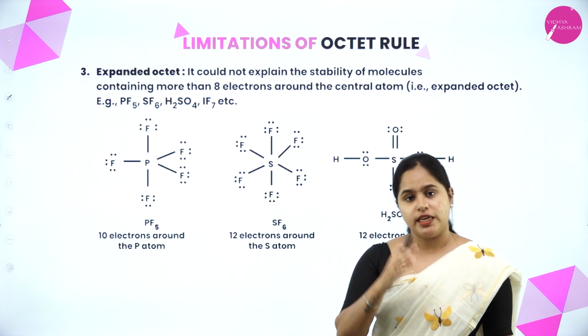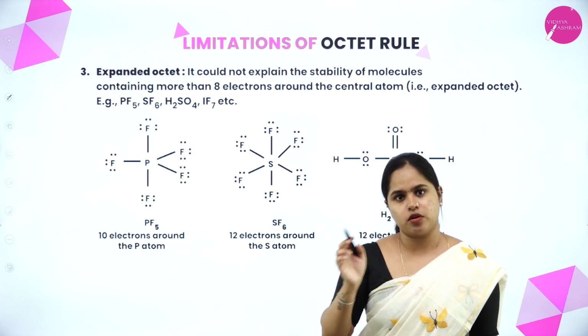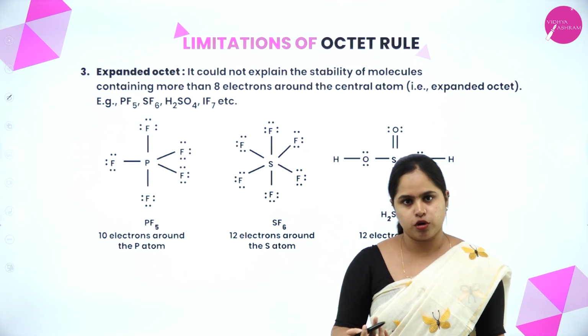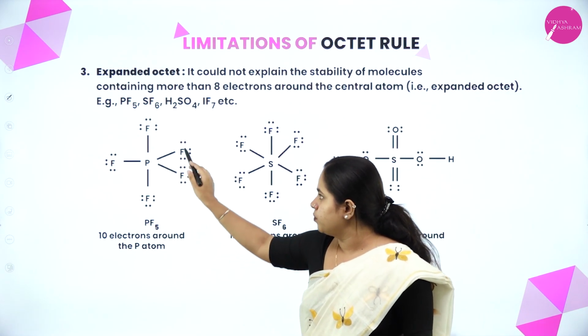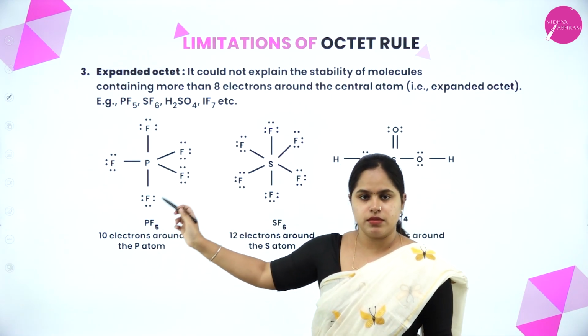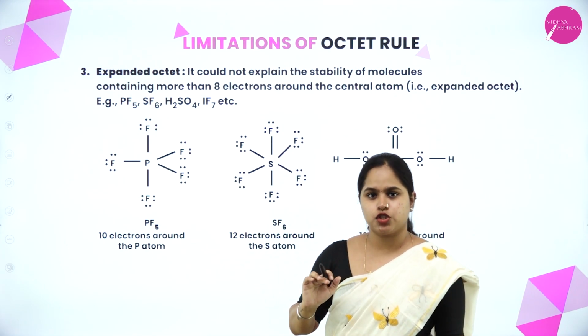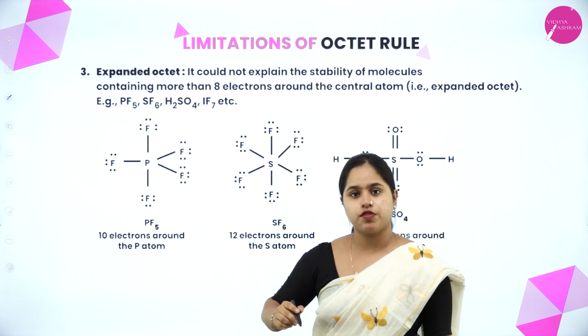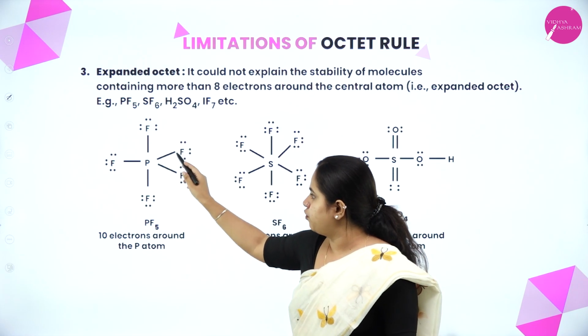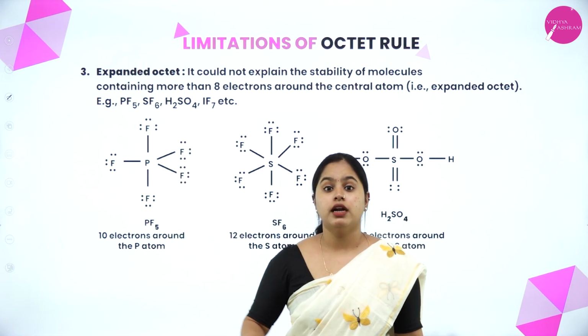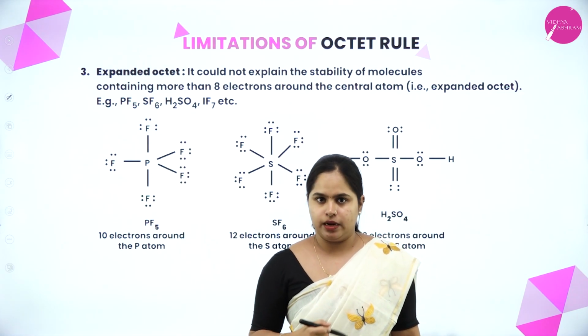According to the octet rule, each of the atoms must contain 8 electrons in its outermost shell. As you can see here, each of the fluorine atoms is able to attain its octet. But coming to phosphorus, what is happening? 1, 2, 3, 4, 5, 6, 7, 8, 9, 10. 10 electrons around the central atom.